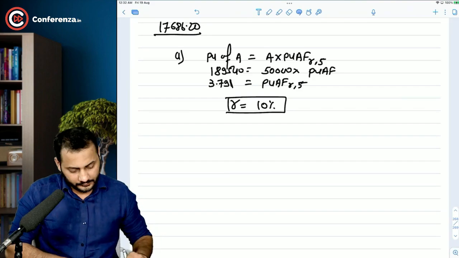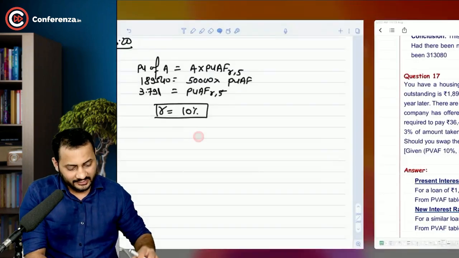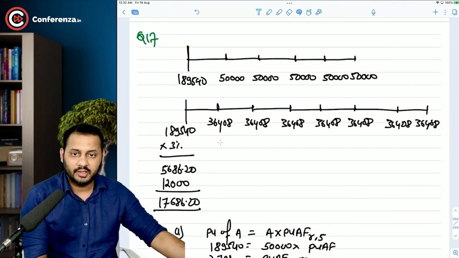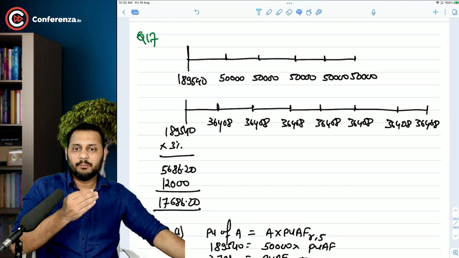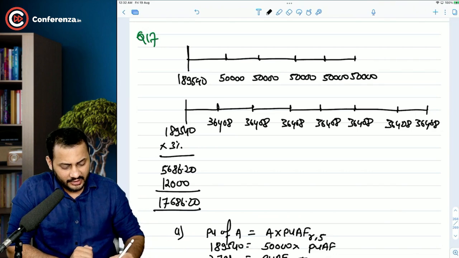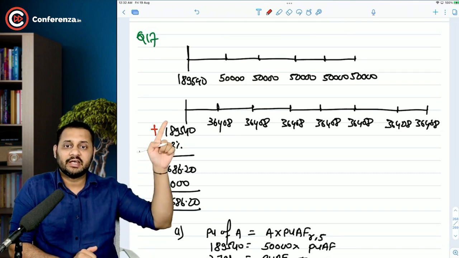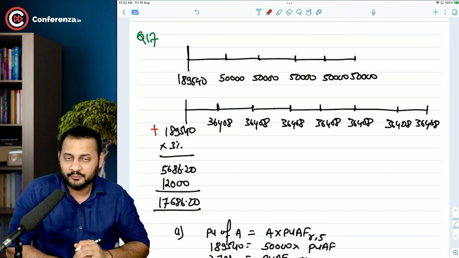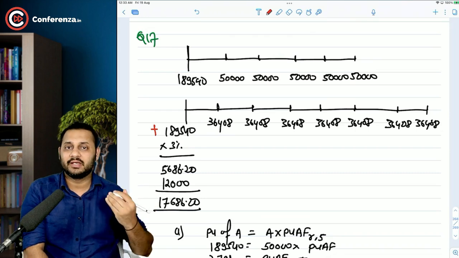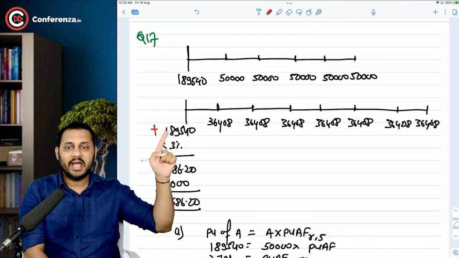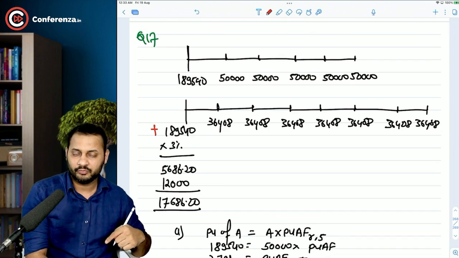Okay. Now, what's happening in the second part? The question is, should you swap the loan? In the second part, you can see that 36,408 is the installment for 189,540. So if the bank will give you this much of the money, just imagine that bank will give you 189,540, and for that purpose, they are charging 36,408, right? But if you have to pay this much of the expenses, what will happen? What happens practically is, instead of giving this much of the loan, bank will give you the loan by deducting these expenses. So you will receive lesser amount of loan.